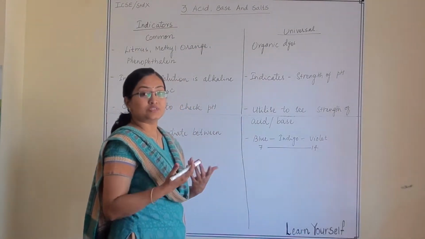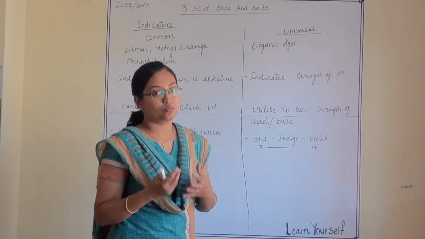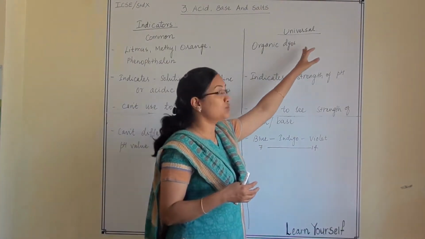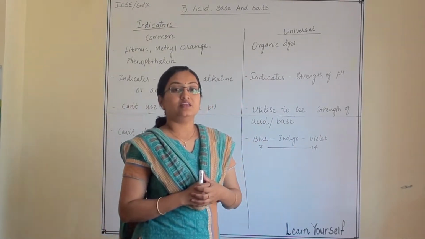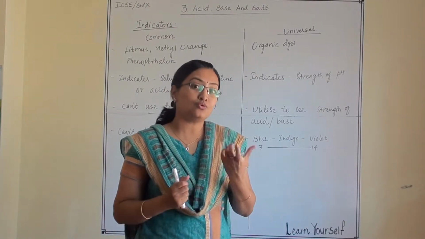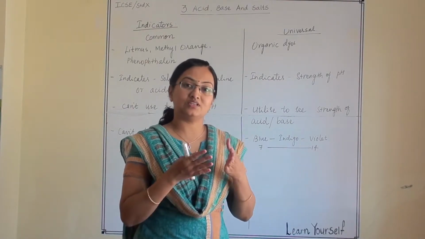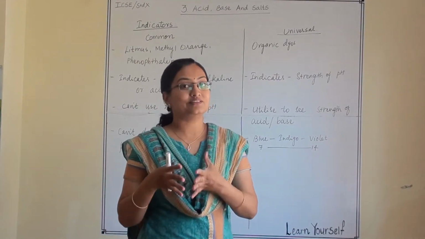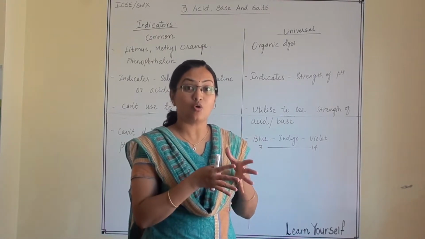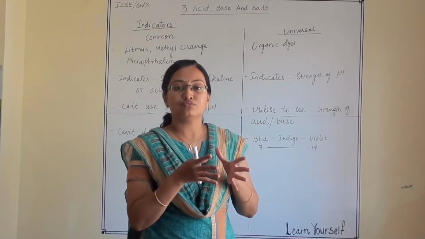Indicators. Why we are using indicators? To check whether the solution is alkaline or basic. And another type of indicators which are known as universal indicator. They will show you the exact pH for the solution. Yes, we do know that this is an acidic solution, but if we want to know whether it is a strong acid or it is a weak acid, so whether it lies in between 1 to 3 pH range or it will lie in between 5 to 7 or 5 to 6.